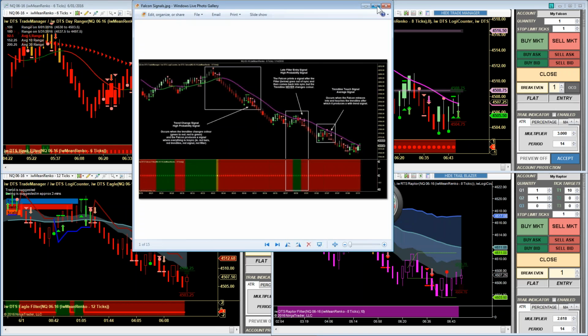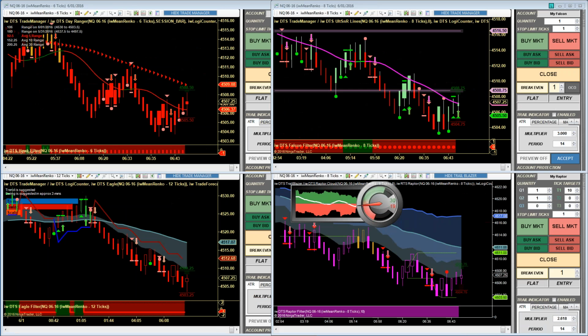All right, so those are your high probability signals for the Hawk and the Falcon. Yes, there are high probability signals for the Eagle and the Raptor.